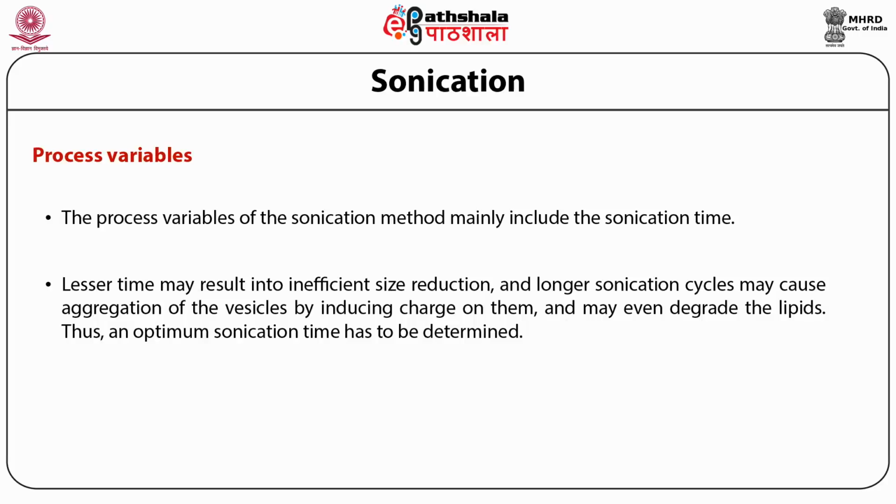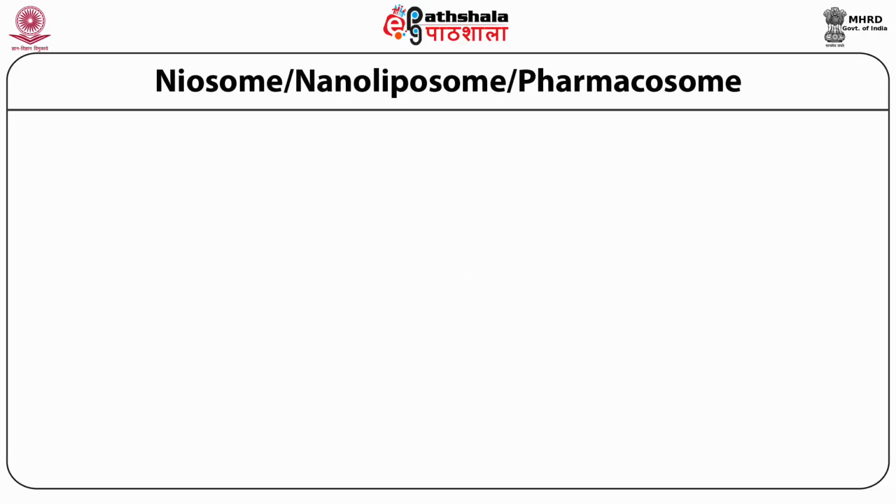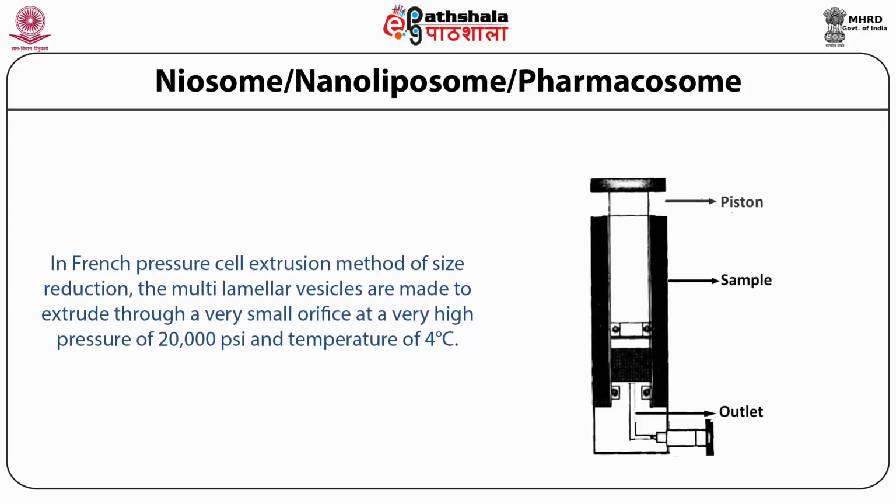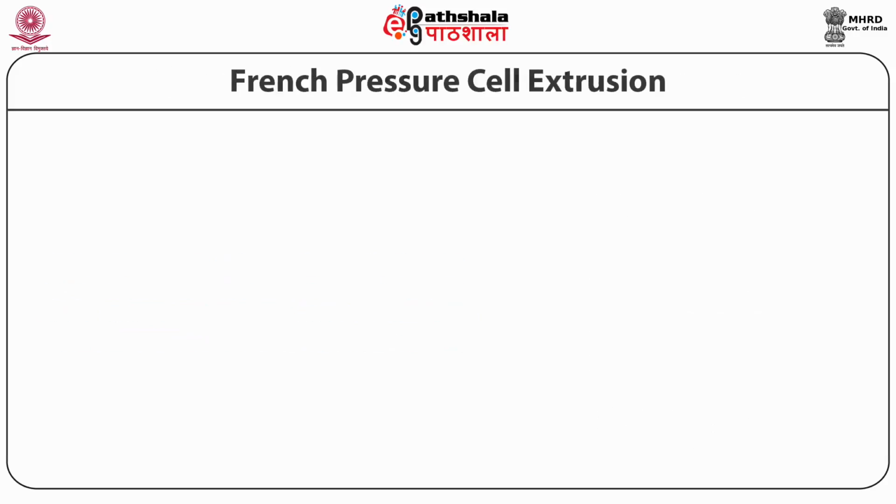Thus, an optimum sonication time has to be determined. Another method for size reduction of liposome is French pressure cell extrusion method. In French pressure cell extrusion method of size reduction, the multilamellar vesicles are made to extrude through a very small orifice at a very high pressure of 20,000 psi and temperature at 4 degree centigrade.